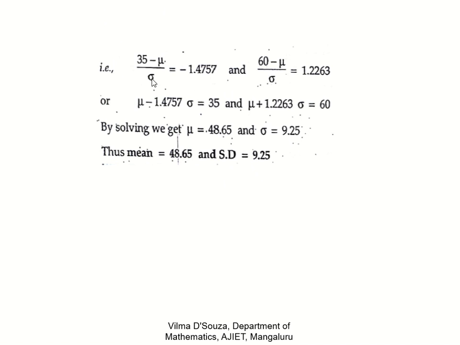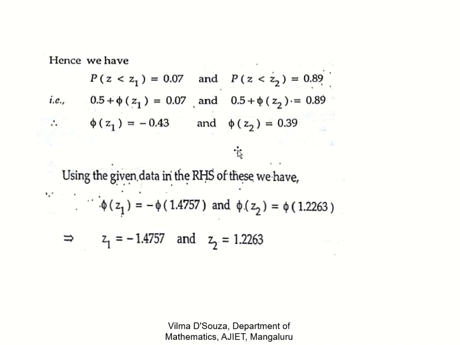So be careful when you shift terms to the other side. Be sure about the minus and plus signs. I have not written one more step here, the simplification part, so I will leave it to you. But verify this equation: 35 minus mu is equal to minus 1.4757 sigma. You are cross multiplying, then shifting mu to the other side. Or you can bring sigma to this side and shift 35 to the other side. It's one and the same.